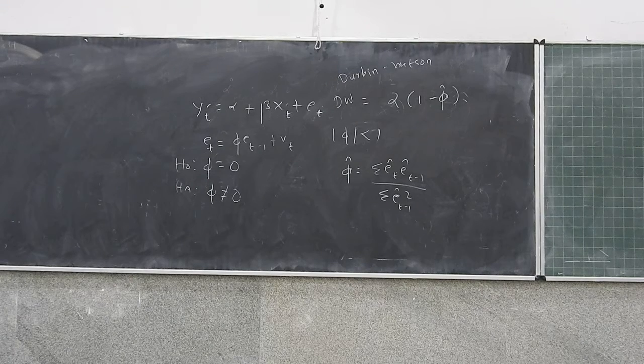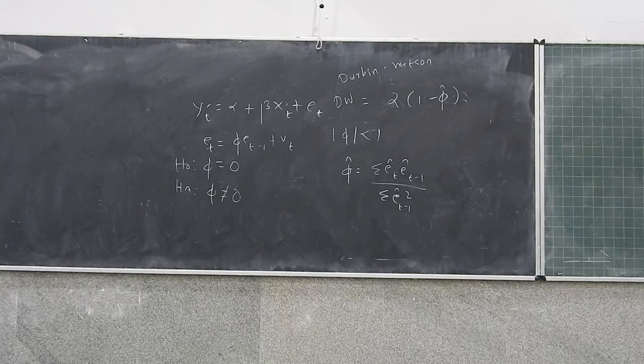The closer the Durbin Watson is to 2, the lower is the evidence against the null hypothesis. The closer Durbin Watson is to 0 or the closer it is to 4, the greater is the evidence against the null hypothesis. Is it clear? If the Durbin Watson is close to 2, weaker is the evidence against the null hypothesis. If the Durbin Watson is close to 0 or close to 4, greater is the evidence against the null hypothesis.